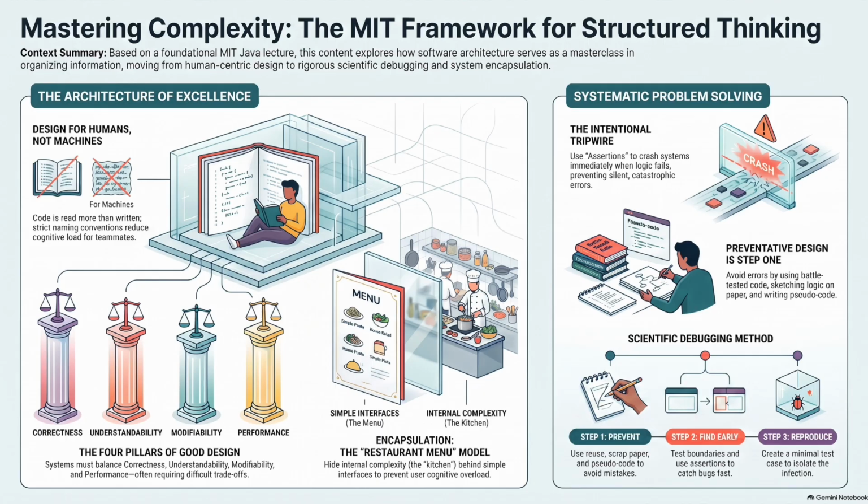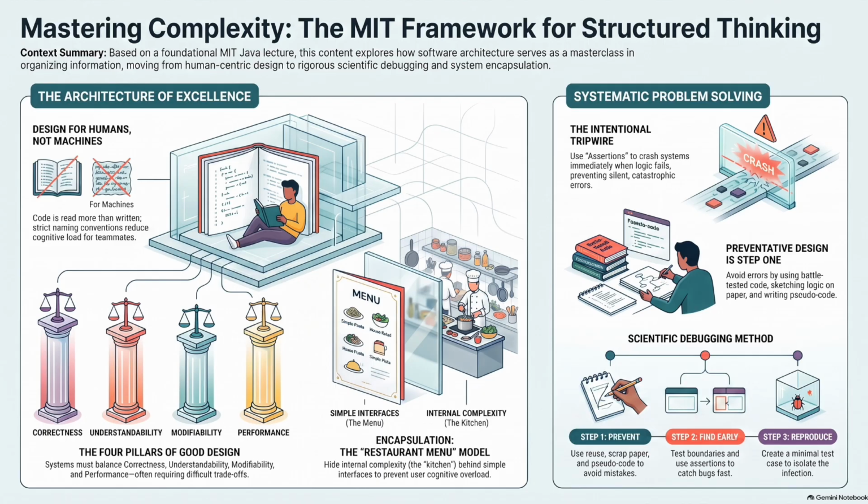Okay, let's unpack this. What actually makes code good? Well, the MIT notes establish that just making a program run is really the bare minimum. They outline 4 core pillars of good program design. Okay, 4 pillars. And what's interesting is the natural tension between them. So the first pillar is correctness. I mean, obviously, it has to have no errors and actually do what it's supposed to do. Right, the non-negotiable baseline.